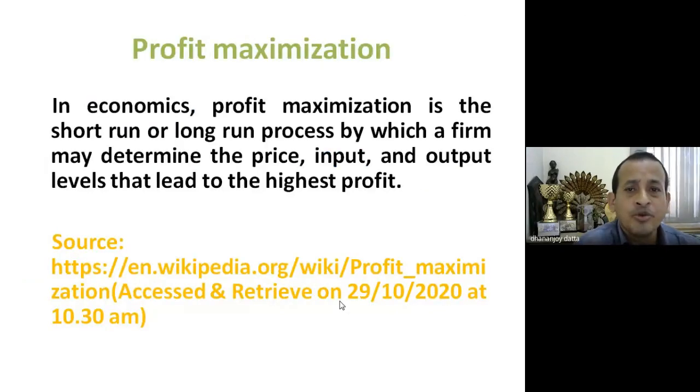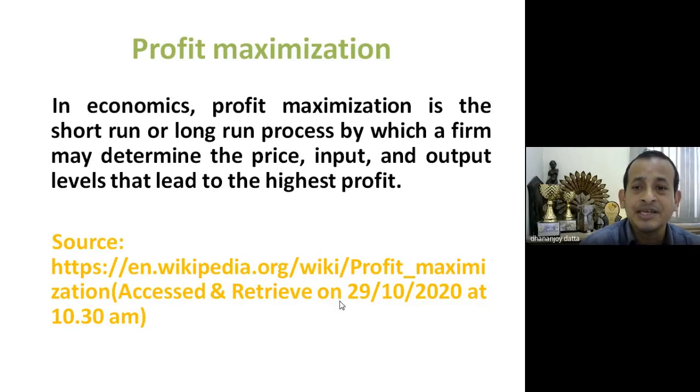Now first we'll discuss profit maximization, or we can say, what is profit maximization. So in economics, profit maximization is the short run and/or long run process by which a firm may determine the price, input and output levels that lead to the highest profits. Or in other words, profit maximization is the process in the short run or in the long run by which a firm can decide about the price of their product and services, then decide about the raw material as inputs, then decide outputs, and through which the company can earn maximum profit or highest profit.